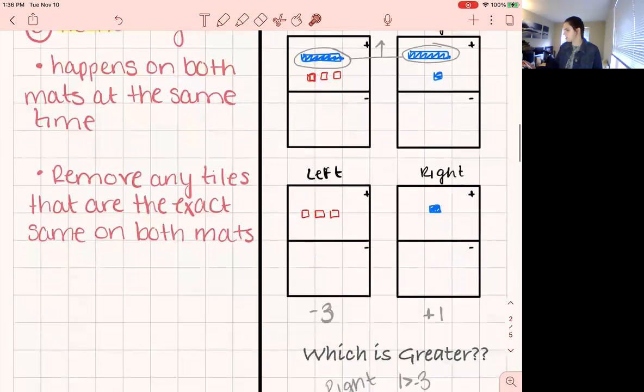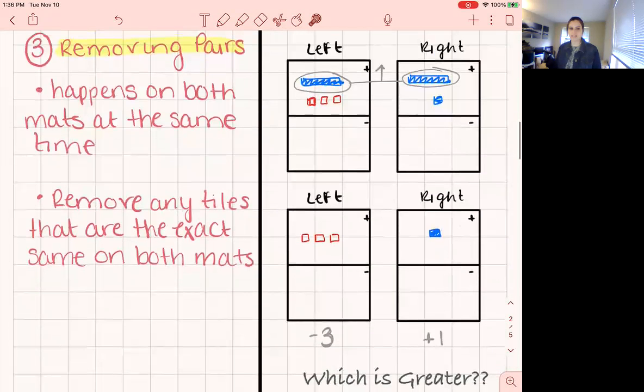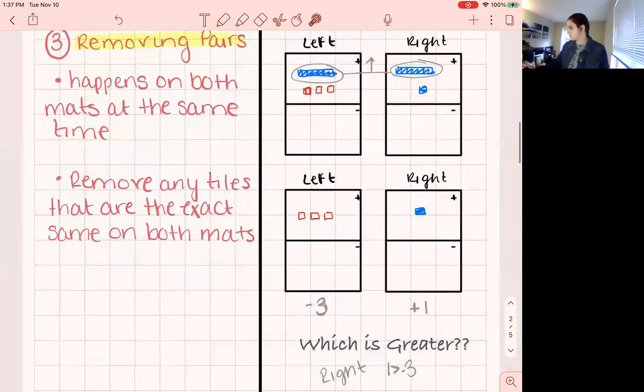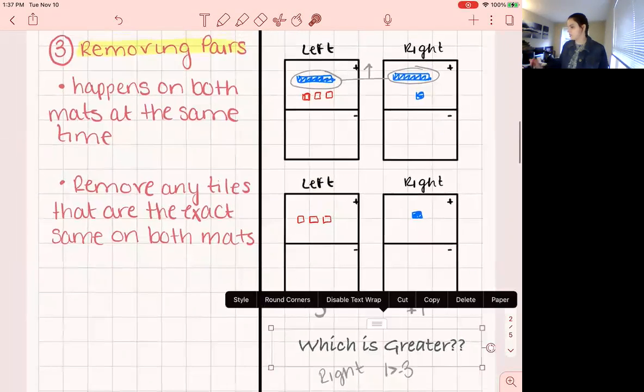So which one is bigger? That's going to be your final question on these assignments. After you get rid of tiles that are extra, then you're going to look at what's left and say which mat is bigger. If one of them is -3, the other is +1, which number is bigger? Positive 1. So then your final answer would be the right mat because 1 is greater than -3.